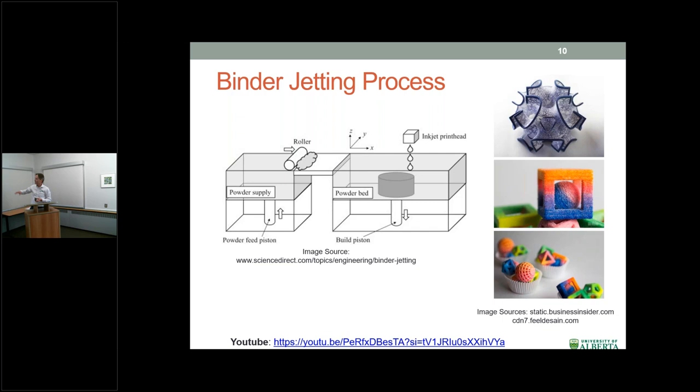And once that's completed, the powder bed moves down, the powder supply moves up, a roller pushes more powder on top of the first layer, and now you can add your second layer, you can add your binder. So you can create these very intricate shapes, multicolor, multi-flavor, fascinating.